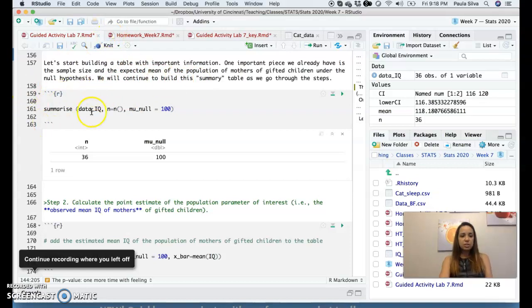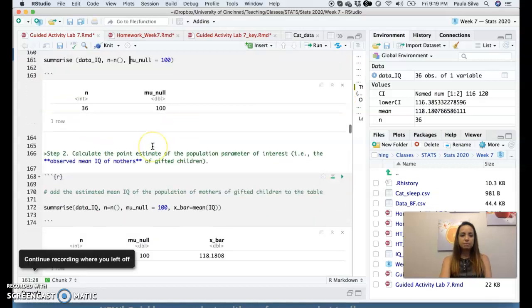So I'm using the function summarize. I am putting here the data set that we're analyzing. I'm asking R to compute the number of observations in that data set, and I'm simply telling R that the average related to the null hypothesis is 100. If we run this, that's the output that you should get.